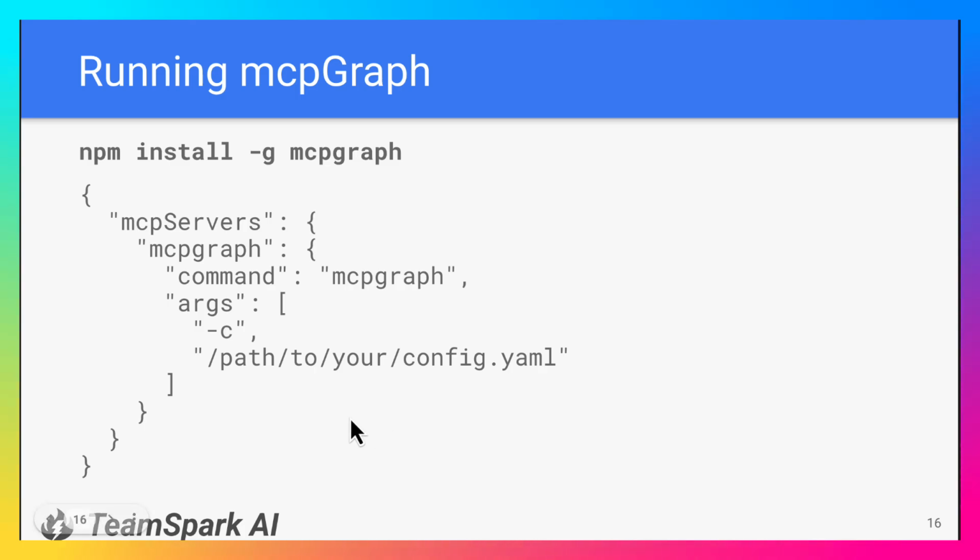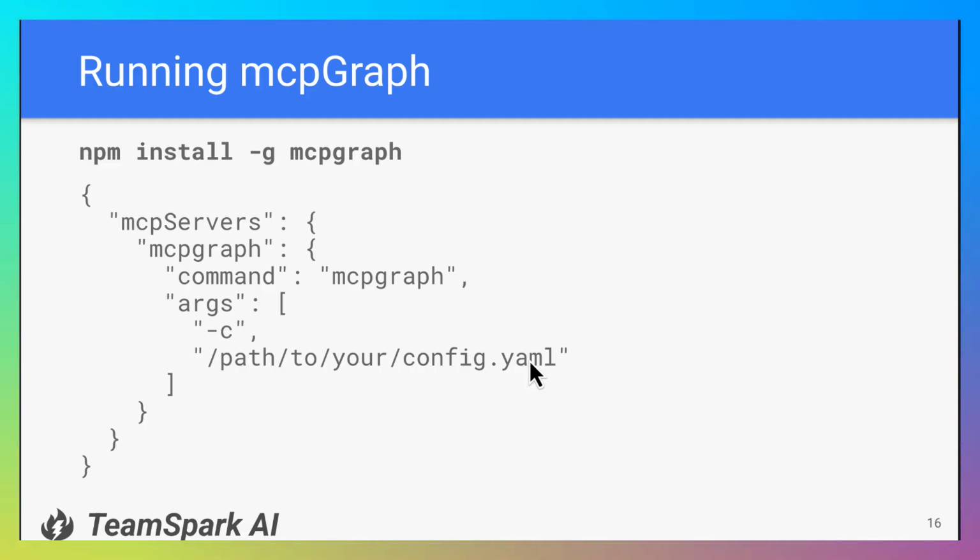So if you wanted to run this exact file we just showed you, to have that tool available in your coding agent or any MCP tool client, this is just an MCP server. You can npm install mcpGraph, and then install it as an MCP server. You just pass it an arg of -c for the config file, and then the path to that YAML file.